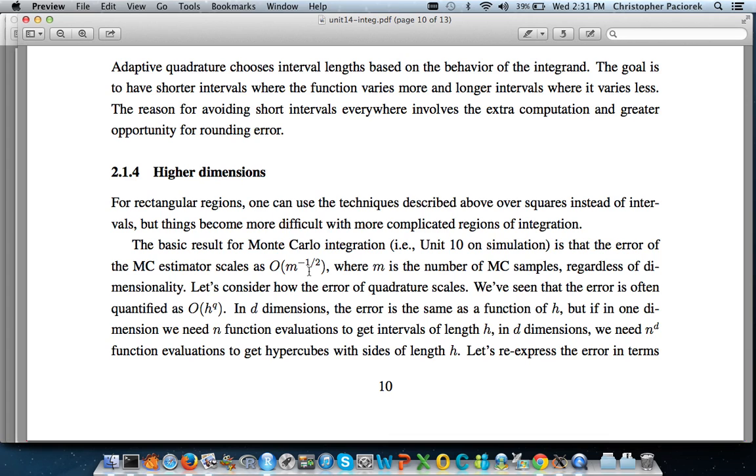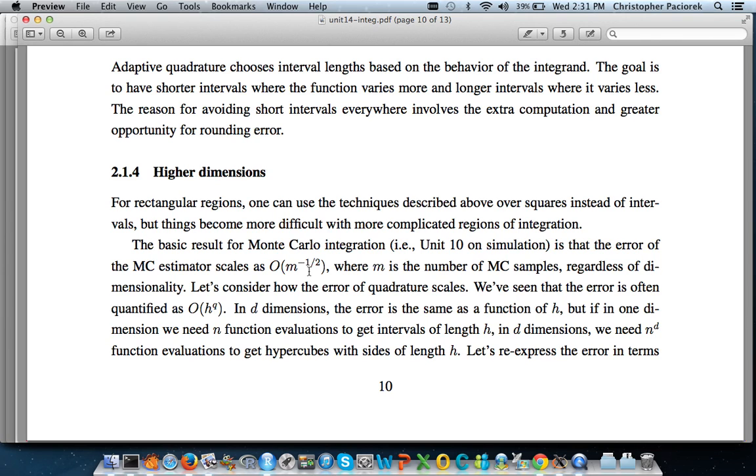Right, we're still doing n evaluations, but a better way to put this is that if we have an error that's order of h to the q here. So for example, the trapezoidal rule would be order of h squared, and Simpson's rule would be order of h to the 4th.